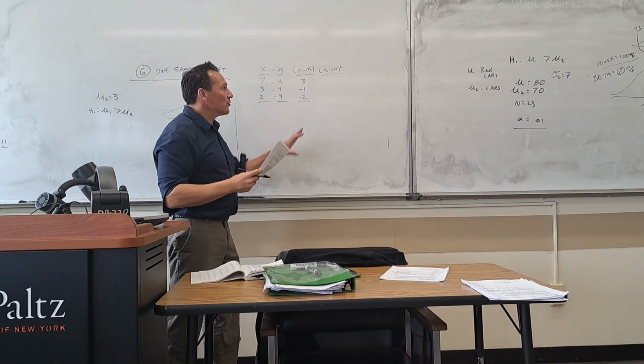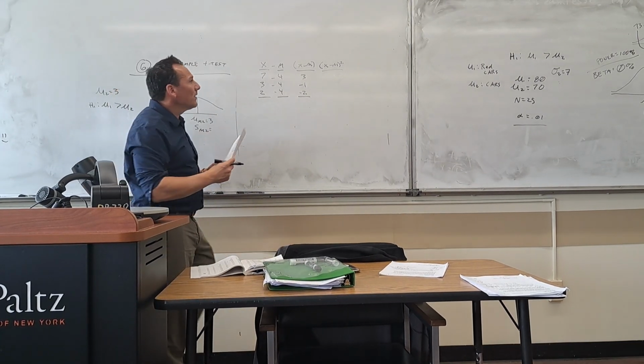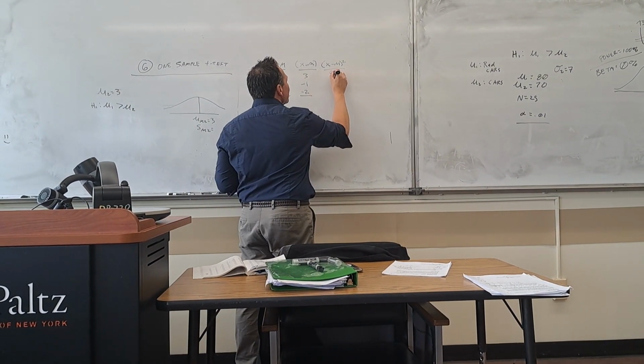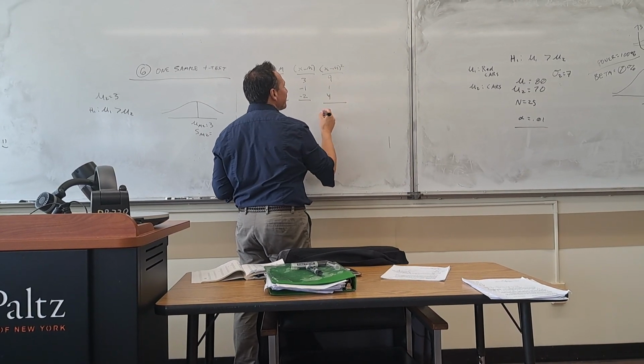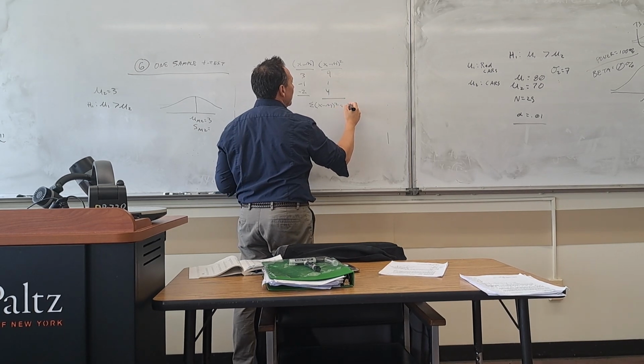Okay, so deviation scores are 3 and negative 1 and negative 2. Next, we're going to square these. We're doing this all from a practical standpoint to get S sub M sub 2. So this is 9, 1, and 4. Sigma X minus M squared is 14.